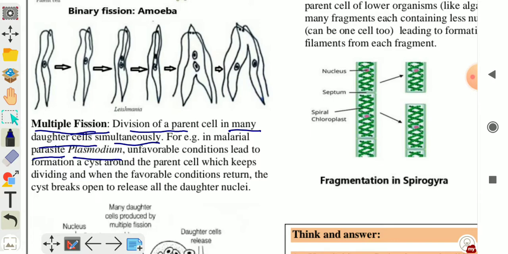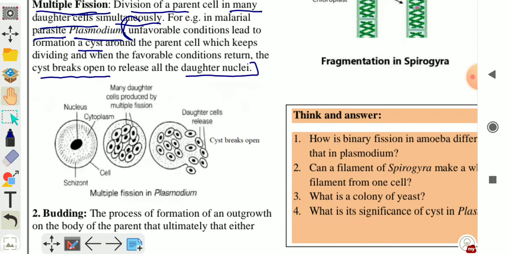Unfavorable conditions lead to formation of a cyst around the parent cell, which keeps dividing, and when the favorable conditions return, the cyst breaks open to release all the daughter nuclei. This is the special feature of multiple fission. This is the diagram of multiple fission, reproduction in Plasmodium, given to you.